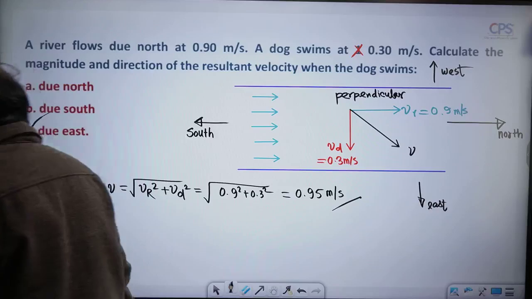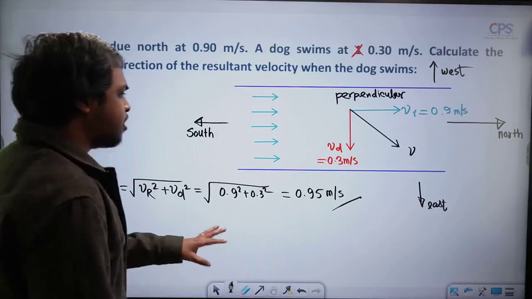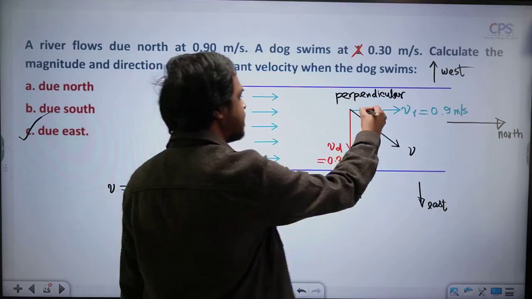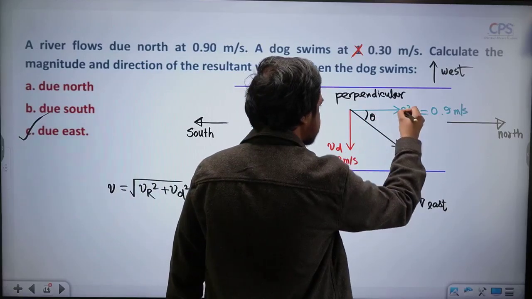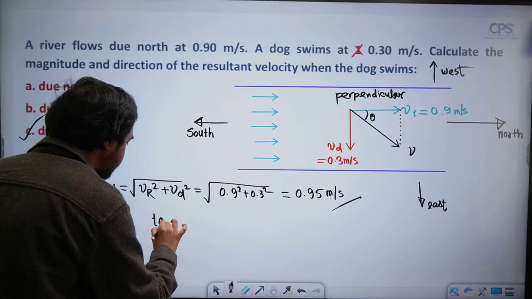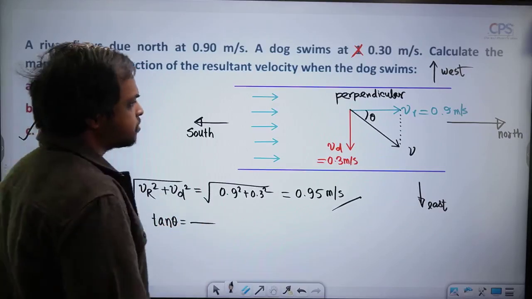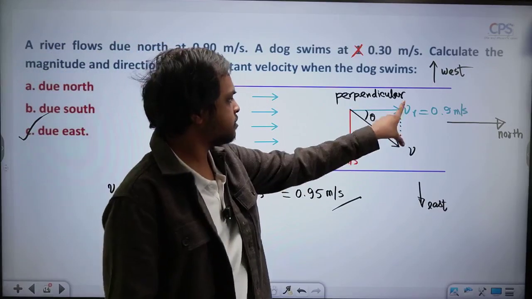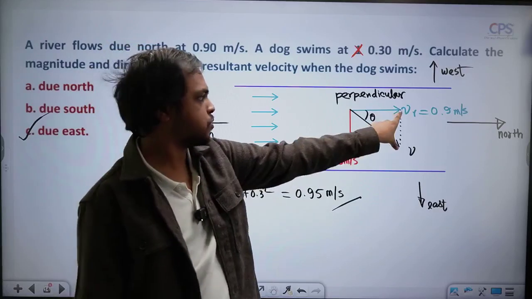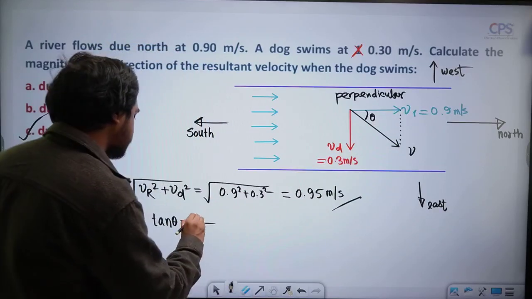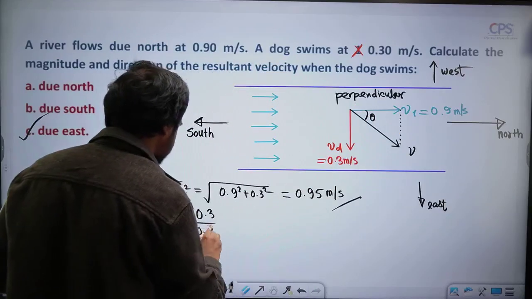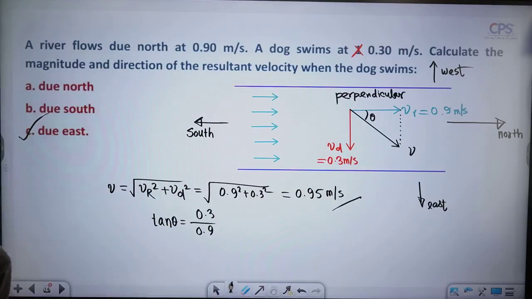This is the value of the velocity, but what about the direction? You have to get the direction as well. So let's check. This is theta. So if this is theta, tangent of theta will be equal to this one by this one. This one is the velocity of the dog, 0.3, and the rest is the velocity of the river, 0.9. So tan inverse 1 by 3.